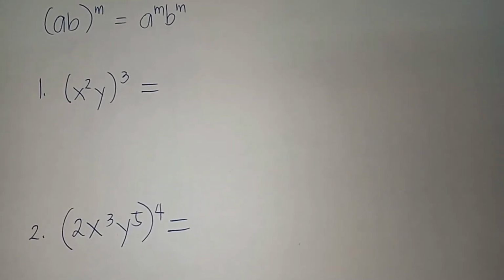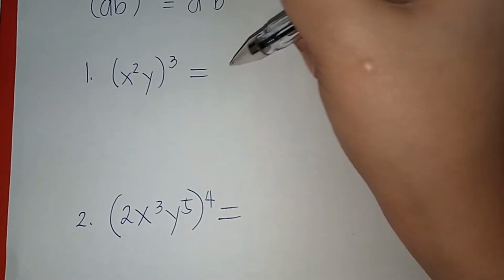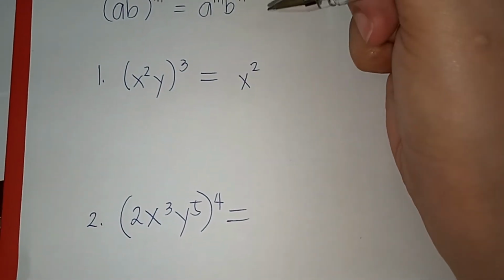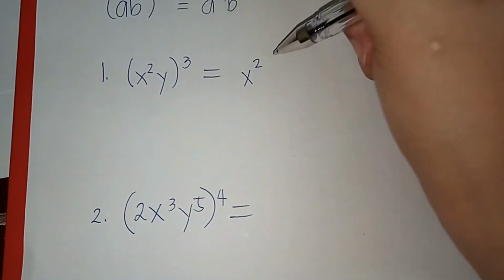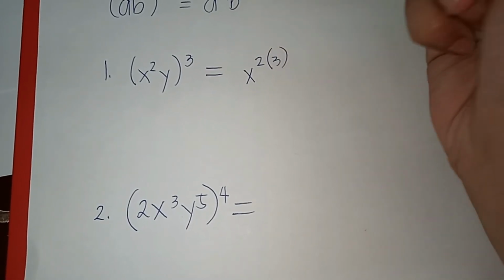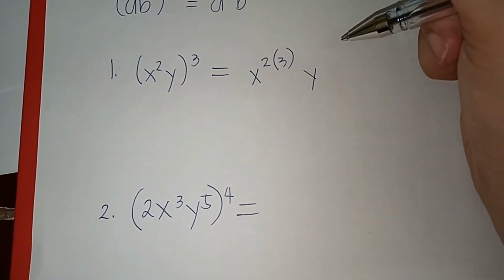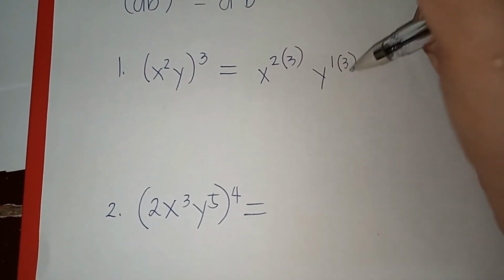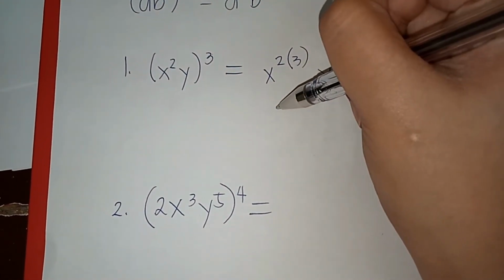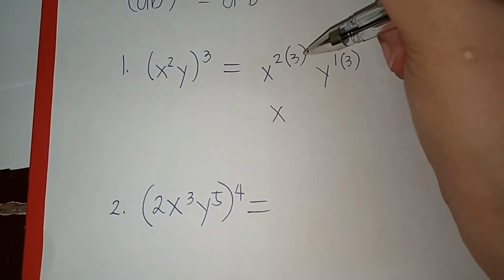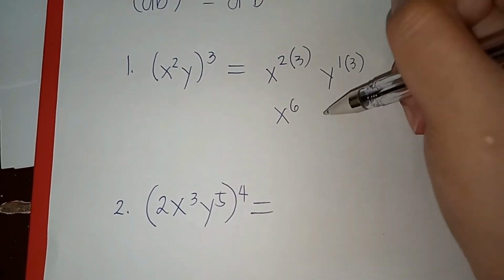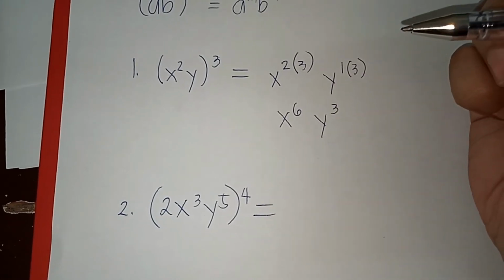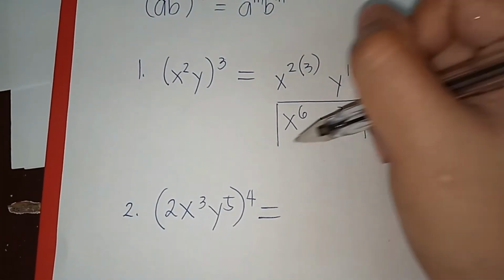So, let's try number 1. We have x squared. We multiply the exponent outside, which is 3. And also in y, we have y raised to 1 times the exponent outside, which is 3. Okay? So, x raised to 2 times 3 is equal to 6. And then y raised to 1 times 3 is 3. And that would be your final answer.